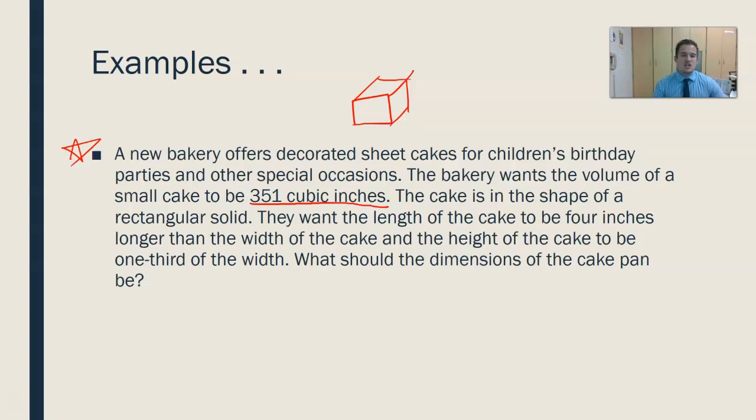The cake is in the shape of a rectangular solid. They want the length of the cake to be 4 inches longer than the width of the cake, and the height of the cake to be 1/3 of the width. There are some really specific people out there when it comes to making cakes. Like for a wedding or something, or for a birthday party. This one specifically for a birthday party. So the question would be, what should the dimensions of the cake pan be? So again, this is an example of a problem that you could solve using polynomial functions.